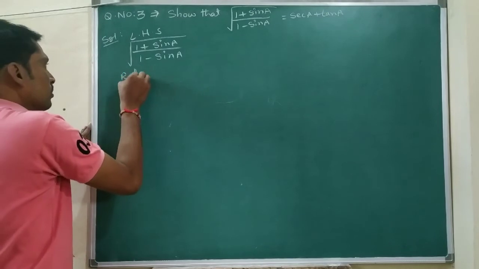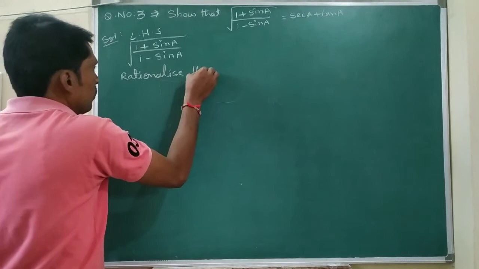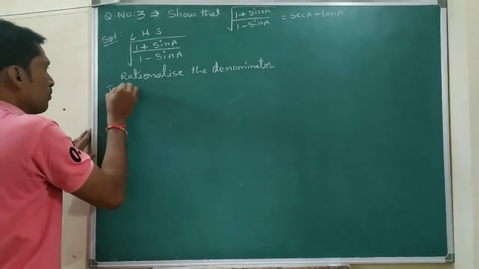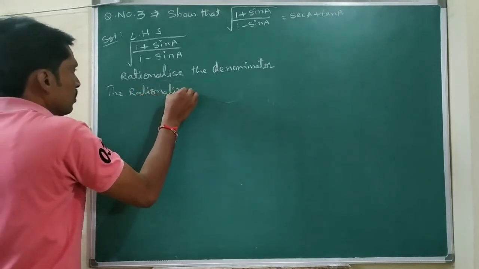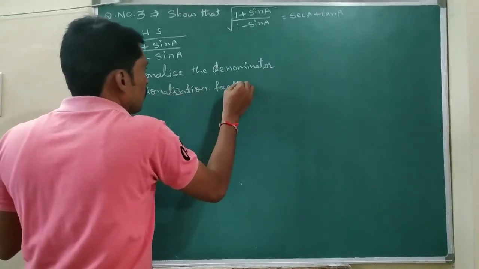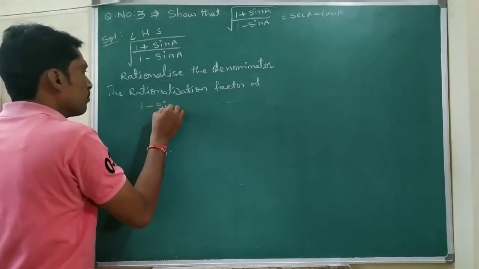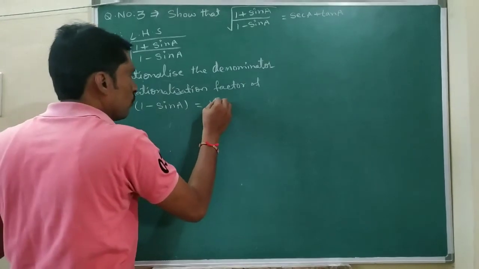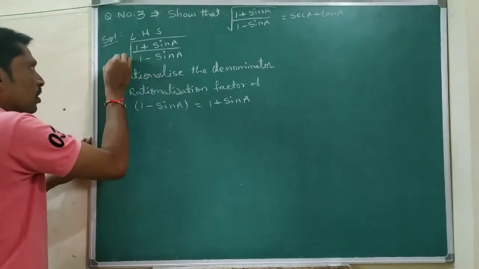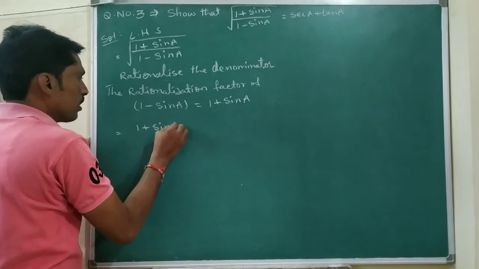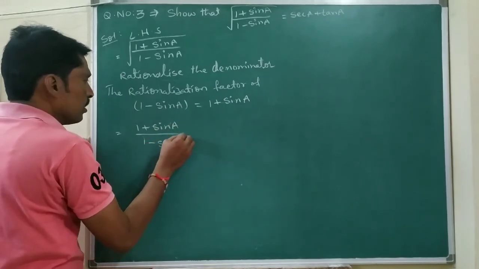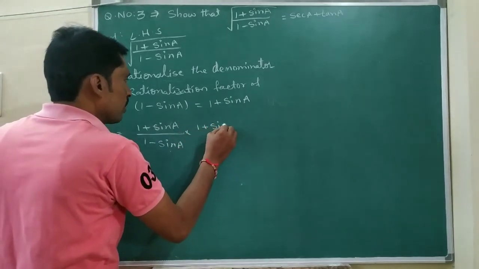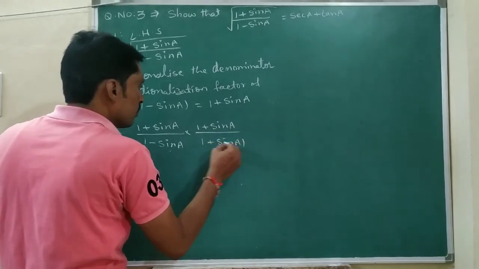So we need to take the rationalization factor of the denominator. Rationalize the denominator. Here the denominator is 1 minus sin A. So the rationalization factor of 1 minus sin A: where there is minus we take plus, and where there is plus we take minus. So we get 1 plus sin A. Now this is 1 plus sin A by 1 minus sin A into, rationalize, means we multiply and divide by 1 plus sin A. Same we can take.